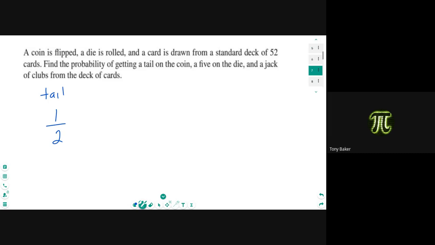All right, what's the probability of getting a 5 on the die? One-sixth. Yes. Unless they tell you otherwise, assume it is a 6-sided die. The people who make these books do not know games exist that have more than 6 sides on the dice. All right, so we got 1/6. What is the probability of getting a jack of clubs? That's 1 out of 52. So now all we're going to do is take those 3 and multiply them together.